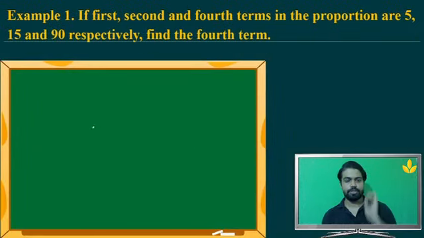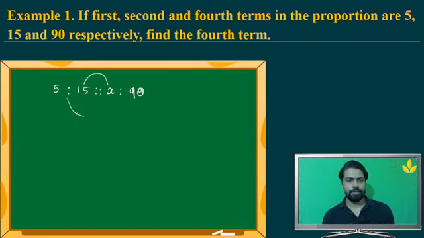Let's see the questions. The first, second and fourth terms of a proportion are 5, 15, and 90, and the third one is missing. I have to find the third value here. So what is the third proportion? According to our rules, I can multiply: 15 into x is equal to 5 into 90, and I can solve this to get the answer. So the missing value is 30.